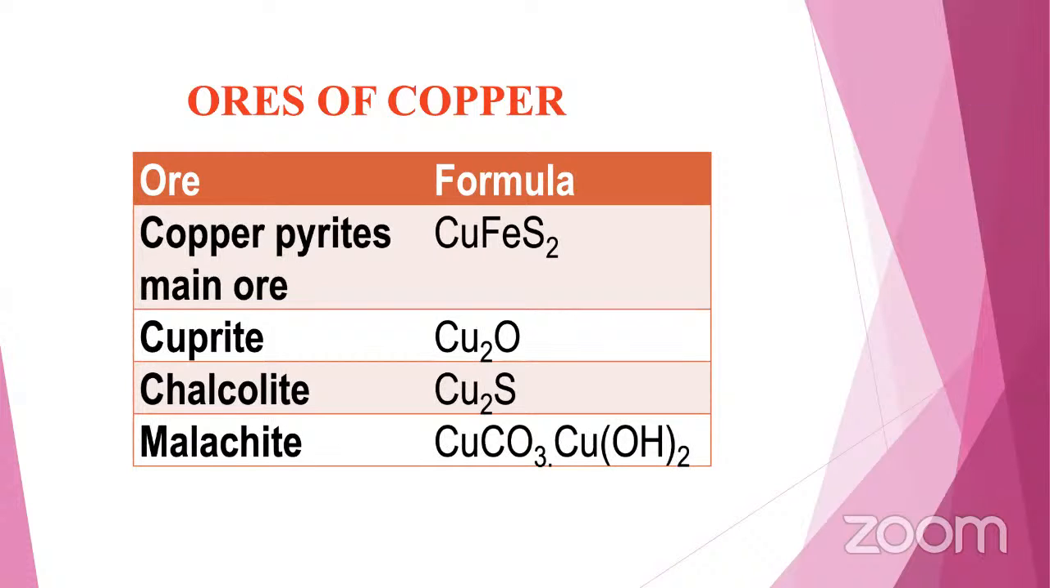Remember that it is important to understand how the exam is set. You may find somebody asking you, apart from copper pyrite, name 2 other ores of copper. So make sure that you know at least 2 or 3 ores of copper; it is very important for you to understand. So the ores of copper we have captured.